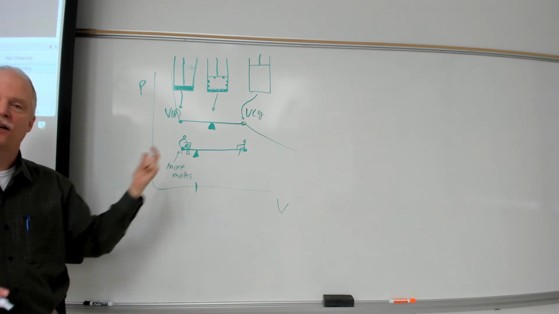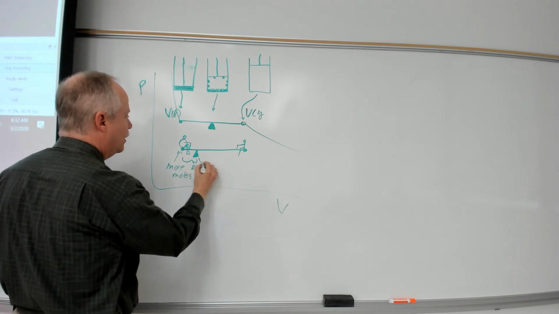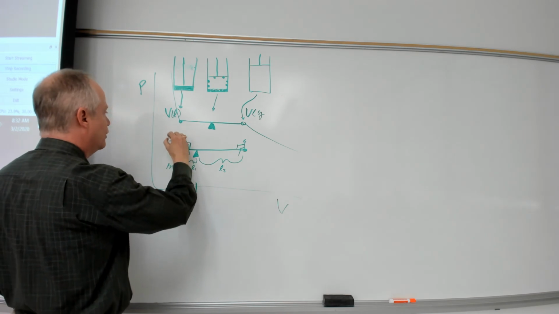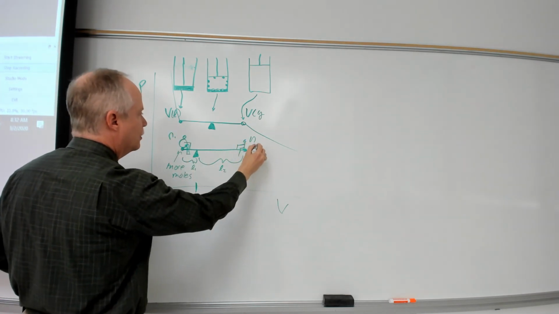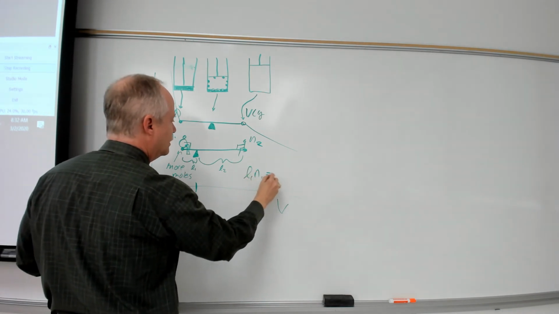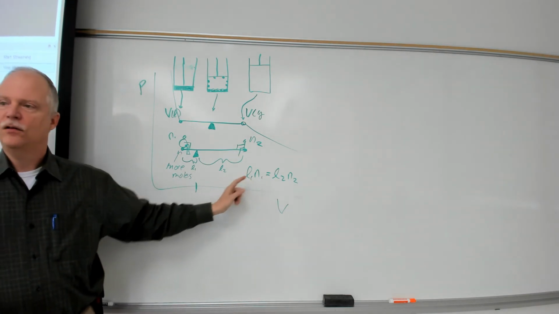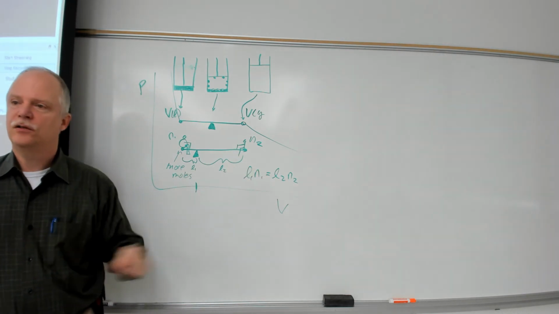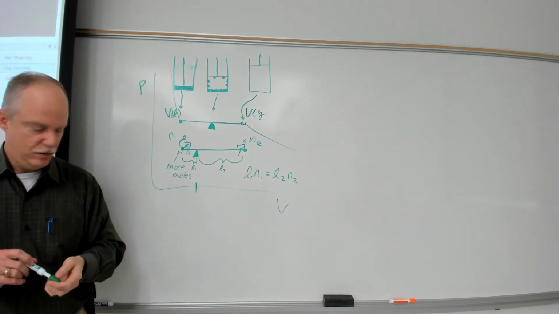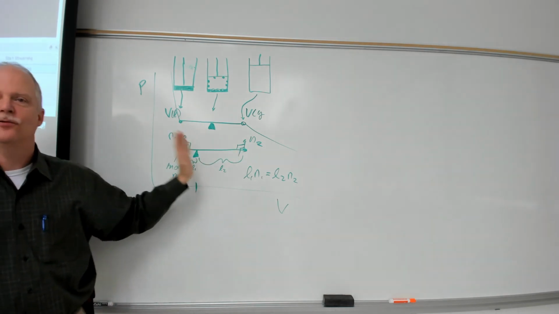In fact, you could take this length here, length 1, and compare it to length 2, and number of moles in 1 and in 2. And L1 n1 is equal to L2 n2. So you could figure out the ratio of moles using the ratio of the lengths. And that's called the lever rule. So this is one example in our phase diagrams where the lever rule applies.